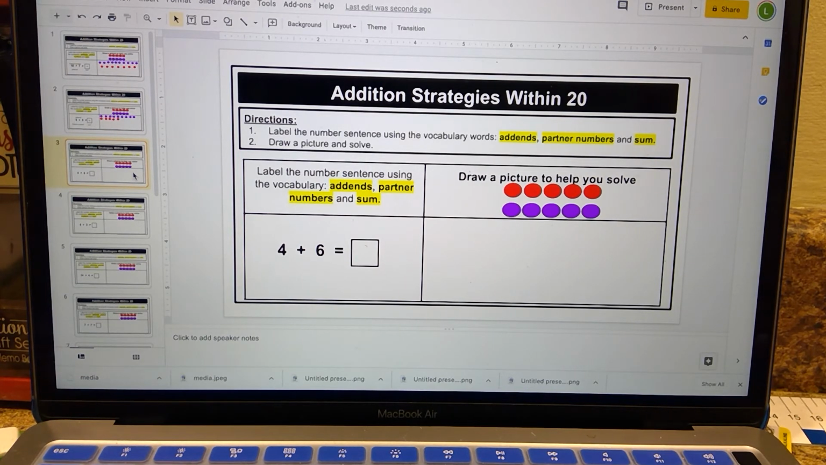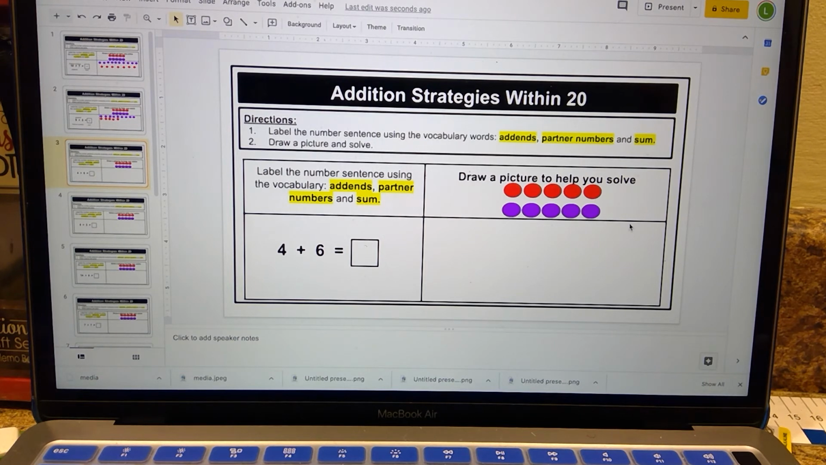This one's really easy. We're going to do the same thing. We're going to label 4 plus 6 equals blank, okay? I want you to write the number sentence down. Then I want you to label it with the words addend, partner numbers, and sum. When you're done, I want you to go over to the picture and model what 4 plus 6 looks like by drawing out the counters, okay? What does 4 plus 6 look like?